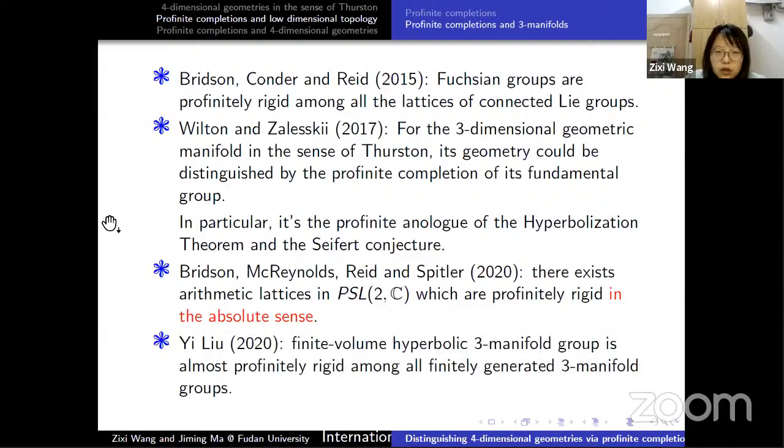And Liu shows that for a hyperbolic three manifold with finite volume, its fundamental group is almost profinitely rigid among all the finitely generated three manifold groups. What does almost profinitely rigid mean? It means that there are only finitely many three manifold groups with isomorphic profinite completions.